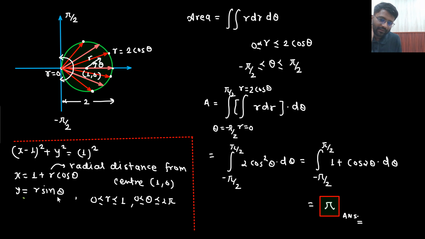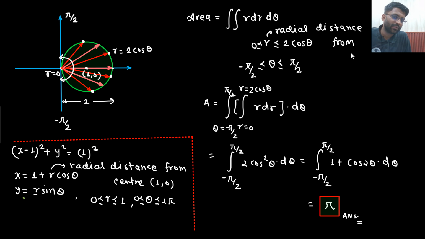So this particular r and this particular r both are different, right? This r is the radial distance from origin. But here this r is radial distance from center. Understandable?